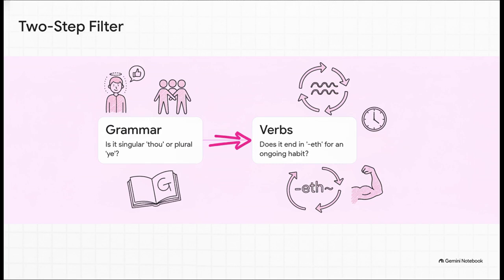Look closely at the action words. Do they end in eth? If they do, you immediately know this isn't a one-time event. It's an ongoing, continuous habit required for today.